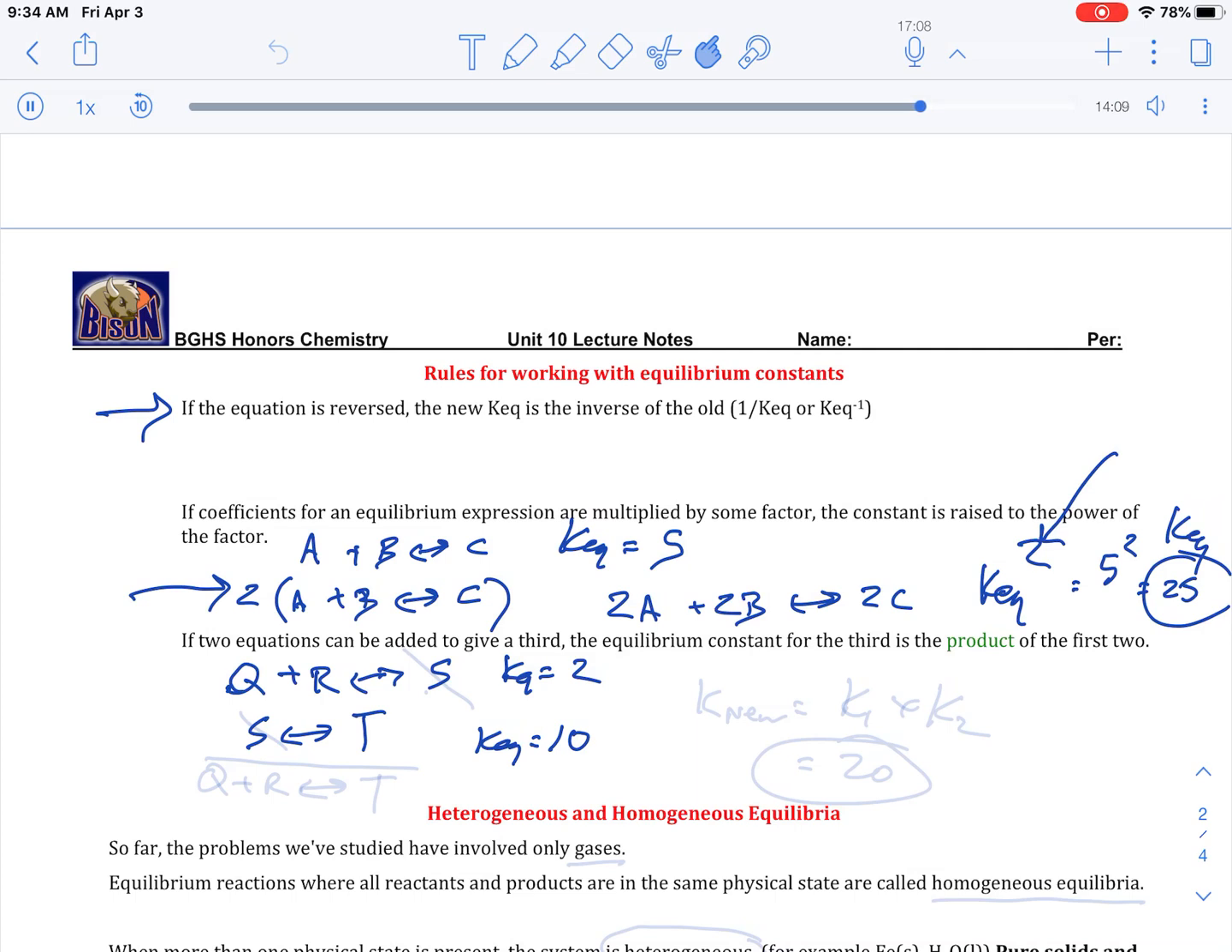If I can algebraically add these two equations, if they have something in common that will cancel out when I add them together, then they can be combined. So adding these two reactions together, I have S as a product, but I also have S as a reactant. So I can combine them. That means for this reaction, Q plus R to form T, this is the result of combining the first two reactions. And when I do this, the new K is equal to K1 times K2. So in this case, it would be 2 times 10, so K new would be 20.